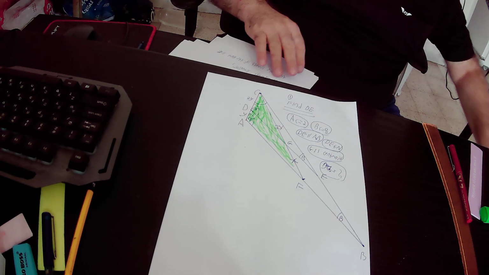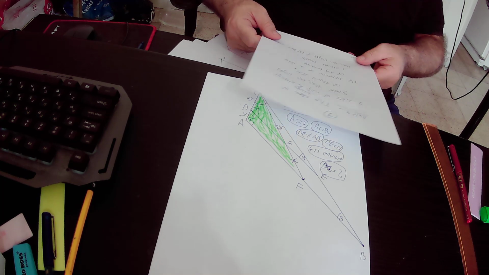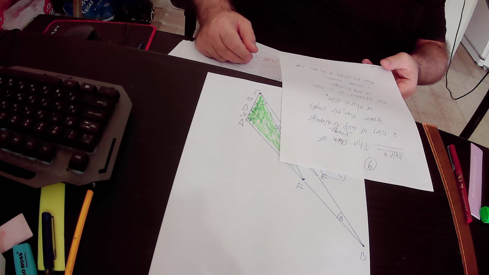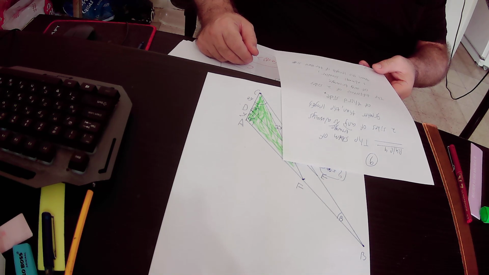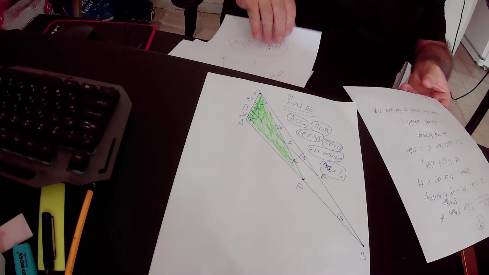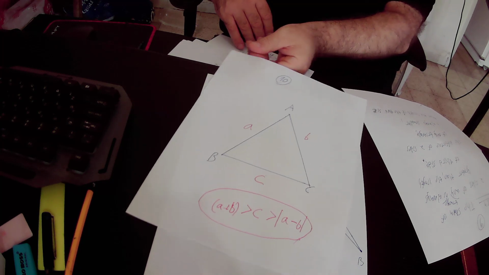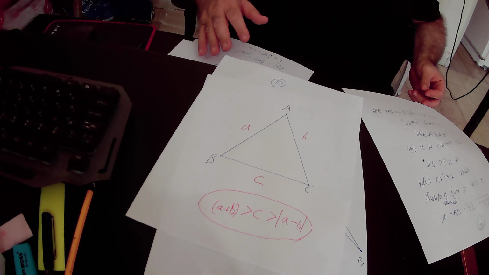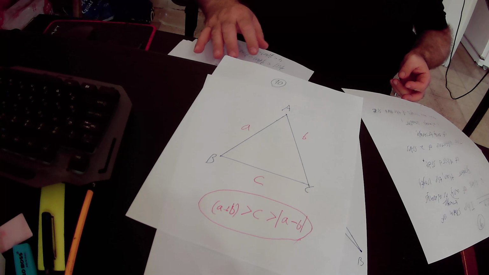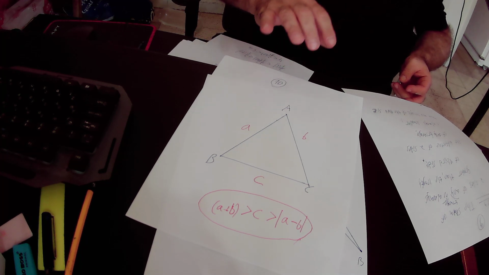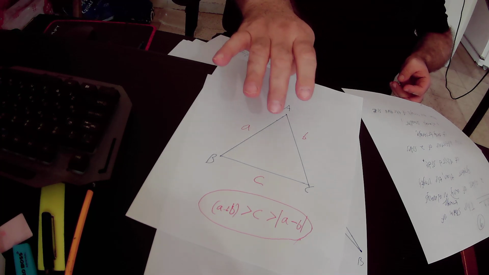Then we have rule number 4, that states that the sum of two sides of any triangle is always greater than the length of the third side. That is to say, if we take any triangle, and triangle ABC can be any triangle, and we take the sum of two sides of the triangle, then this sum will always be greater than the length of the third side. That is to say, A plus B will always be greater than C.